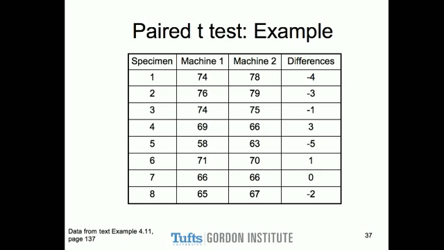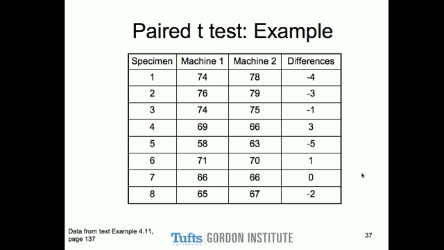All right, so what we have here in this table is we have the data. Machine 1 yielded, for specimen 1, 74. Machine 2 for specimen 1 yielded 78. And then we have a difference here of -4. Specimen 2, machine 1, 76. Machine 2, 79. There's a difference of 3. All right. And what we're doing here is we're subtracting machine 1 minus machine 2 here, and down the column for each specimen. All right?